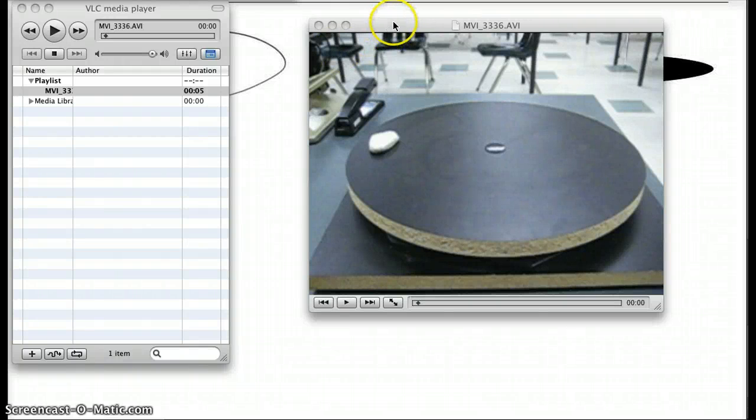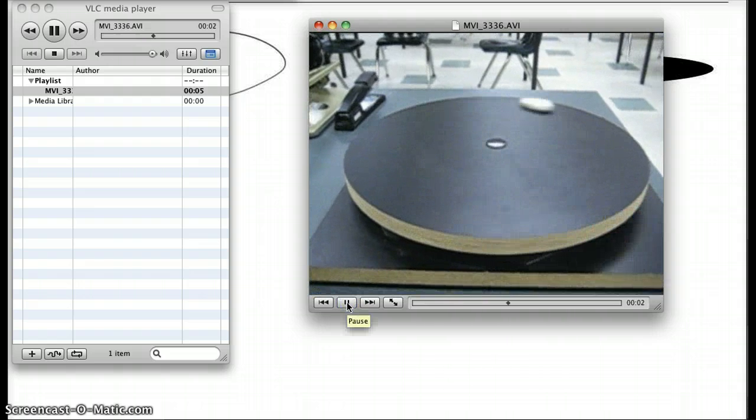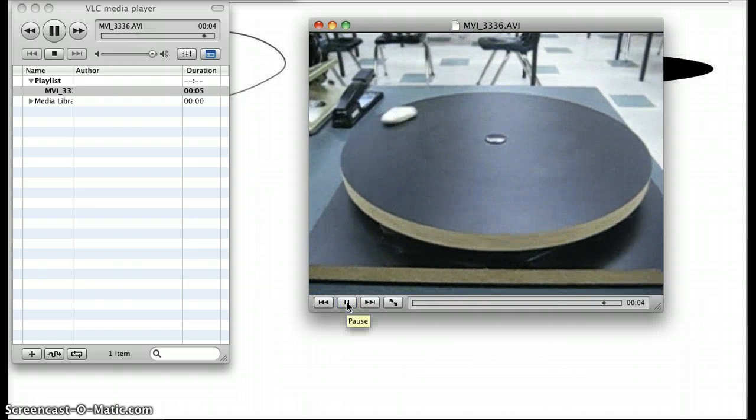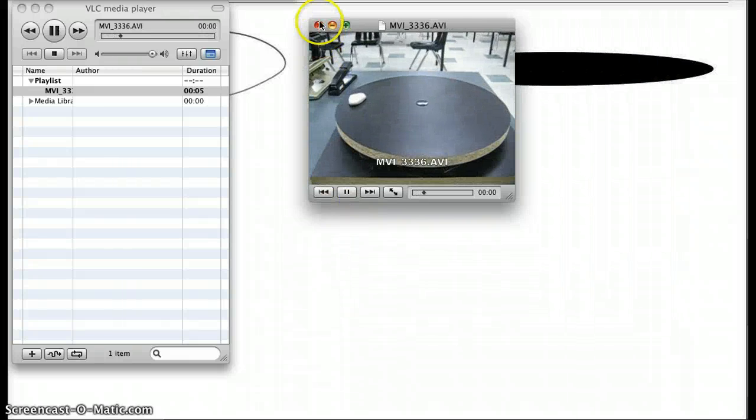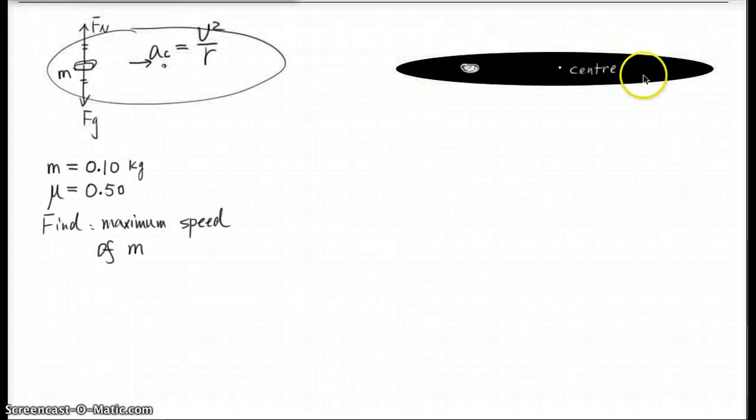So let's look at a demo first. This is a plane. You can rotate it, and there's an eraser on this plane. So let's watch. Okay, so let's come back to this. You can see this is the graph showing the rotating plate, and the eraser is on the plate.